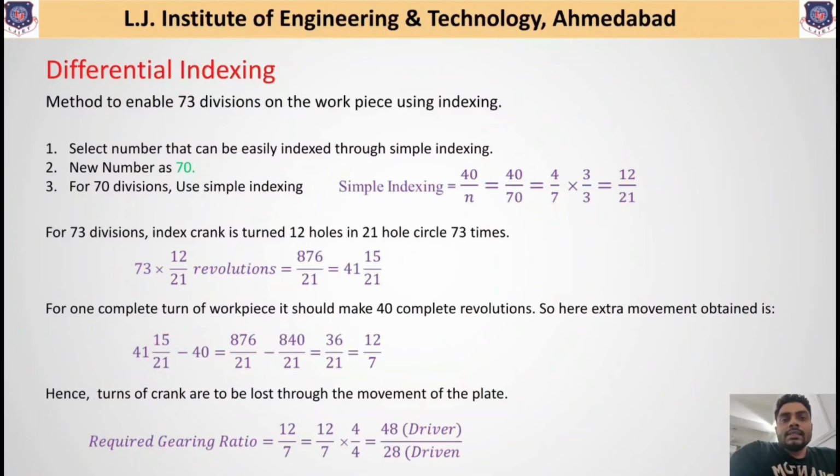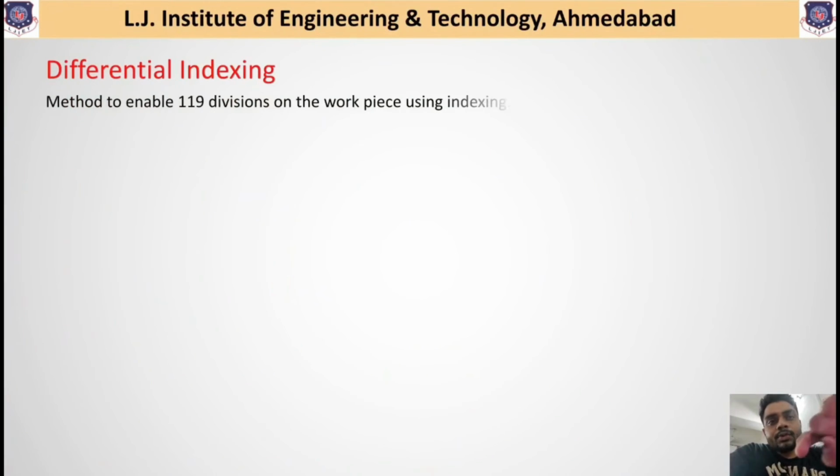Now to understand this differential indexing in detail, let us take another example and try to solve it by your side and then compare it over here. So suppose now you have asked us to generate 119 divisions on the workpiece using an indexing method. First try to recall which indexing method can be used, and you will come to know that only and only differential indexing method can be used.